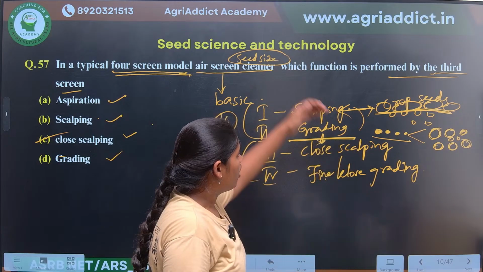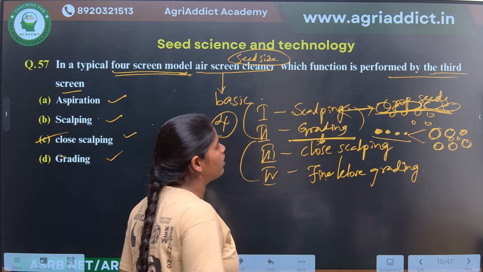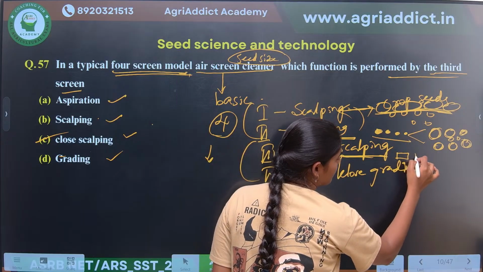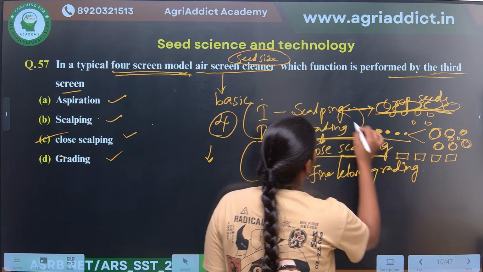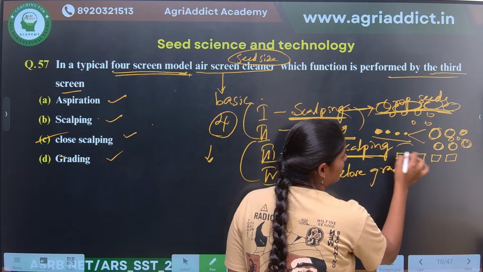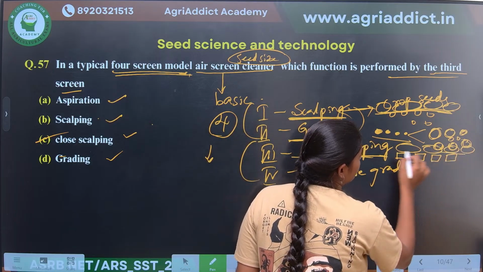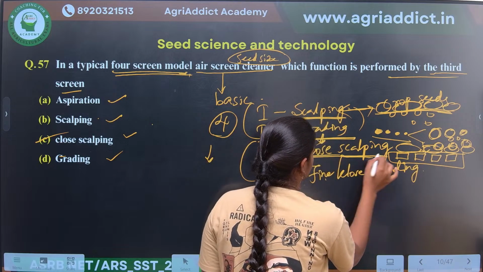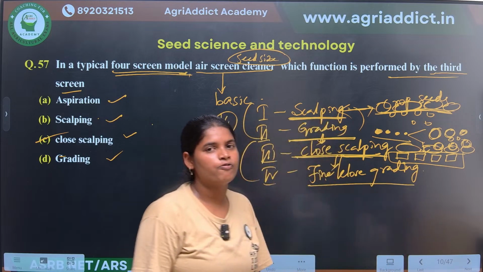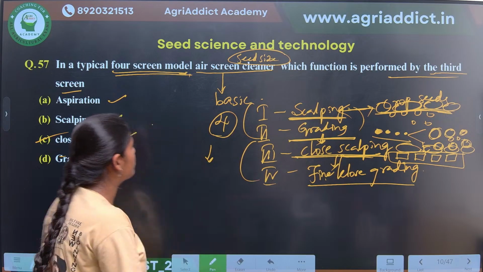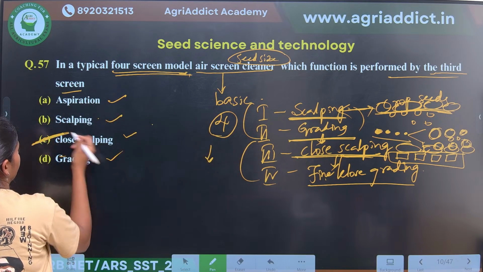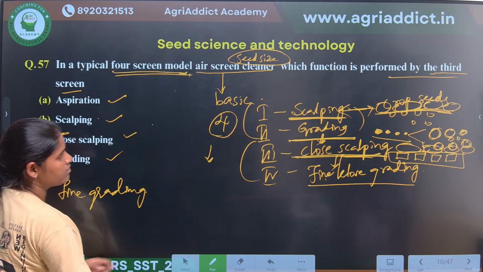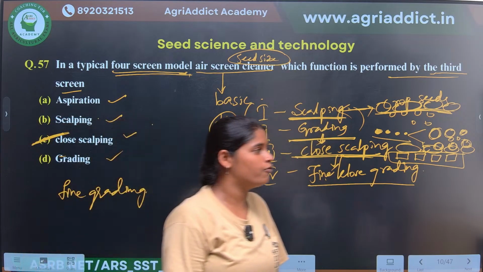After this, if we want more efficient cleaning, then we go for close scalping, where we have perforations a bit smaller than the first screen, because if any very big trash, stones or clods of soil are still left, we go for close scalping. In the same way, we go for fine grading. Understood? So the third screen is for close scalping and the fourth is for fine grading. Don't confuse grading and fine grading. Grading is by the second screen and fine grading is by the fourth screen. Understood?